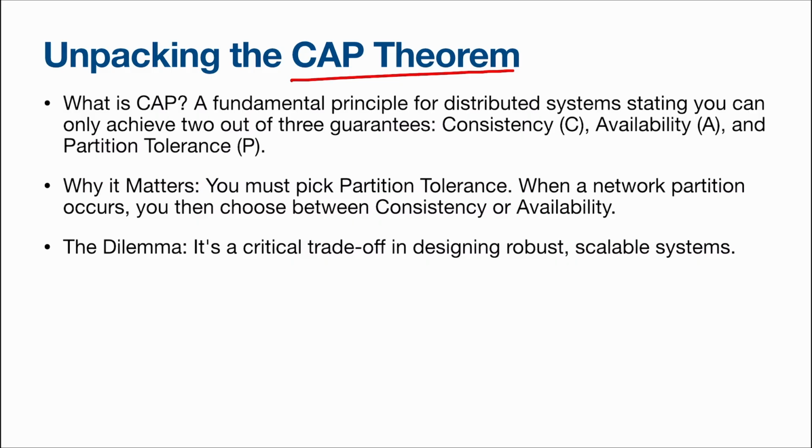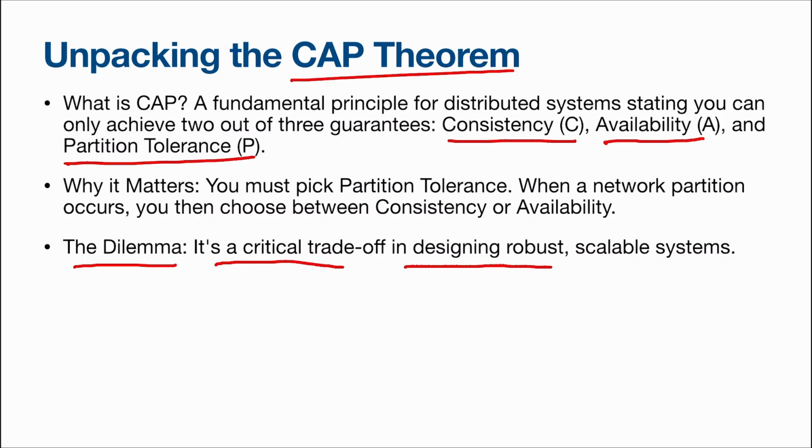What is C? It's consistency, A for availability, and P for partition tolerance. And what CAP theorem states is that out of these three, in a truly distributed system, we can choose only two, and we need to sacrifice the other. So it presents us with a dilemma, and it's a critical trade-off in designing robust and scalable systems in choosing what two we can go for among the three. So let's talk about it in a bit more detail.